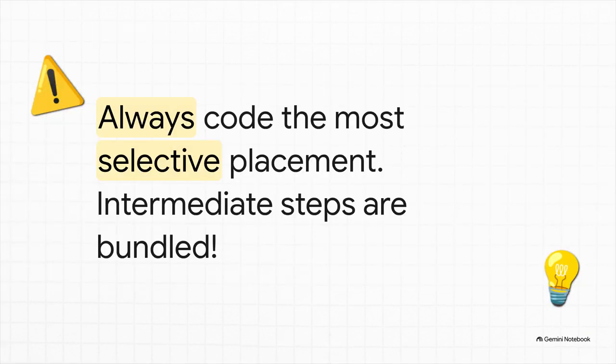Now, if you try to code the aorta and the common iliac and the superficial femoral artery, you are going to get hit with a massive unbundling denial. That brings us to golden rule 2. Always code the most selective placement. You only report the highest branch order reached within that single vascular pathway. The intermediate stepping stones are bundled.